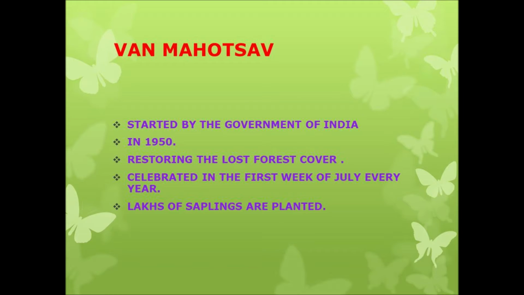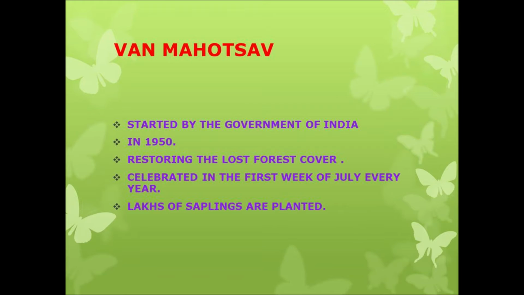Children, the first one is Van Mahotsav. This program was started by the government of India in 1950. It aims at restoring the lost forest cover. It is celebrated throughout the country in the first week of July every year, for replanting saplings.